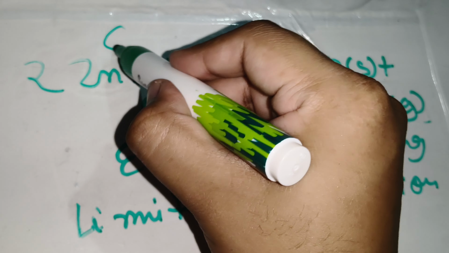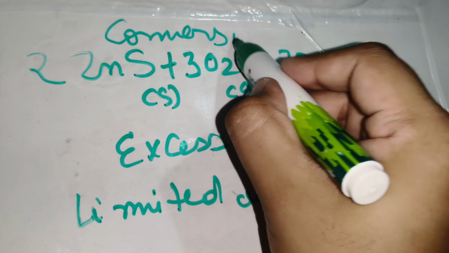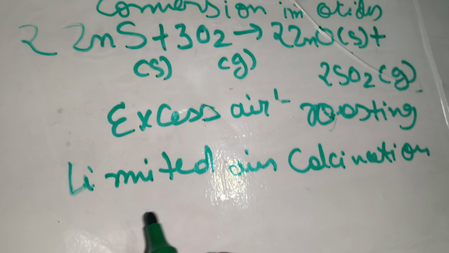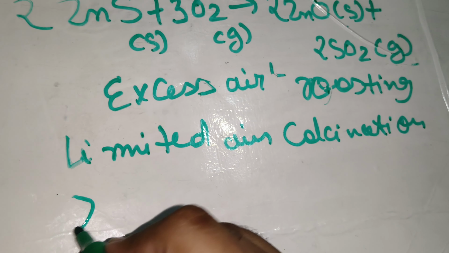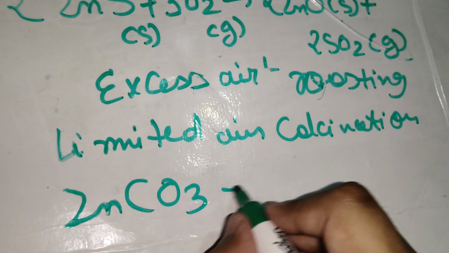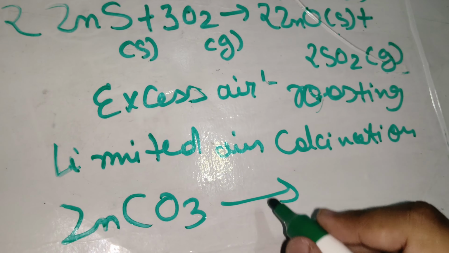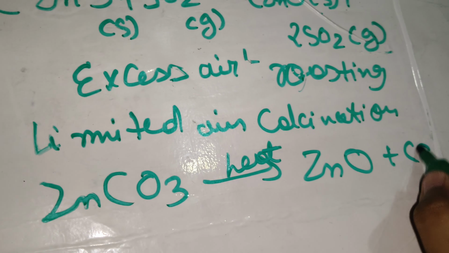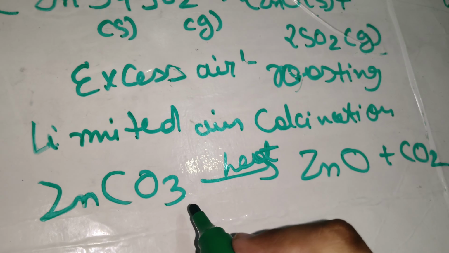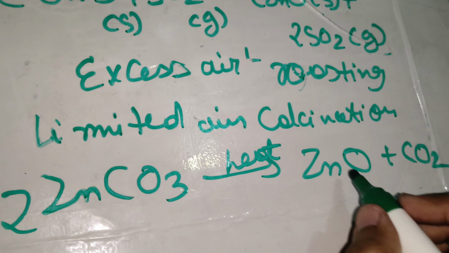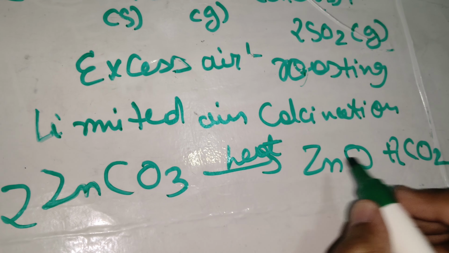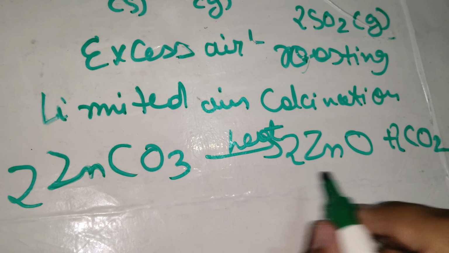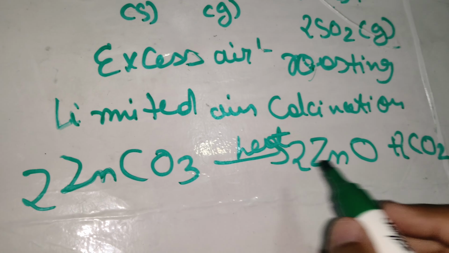Here we are seeing the conversion into oxides. Like if this is zinc carbonate, and here we give the heat, then it is converted into zinc oxide plus carbon dioxide is released. So if we balance the reaction, then obviously here we get a 2. So zinc is 2, carbon is 2, and 6 oxygen is there. So we balance the reaction, and this process is known as calcination.